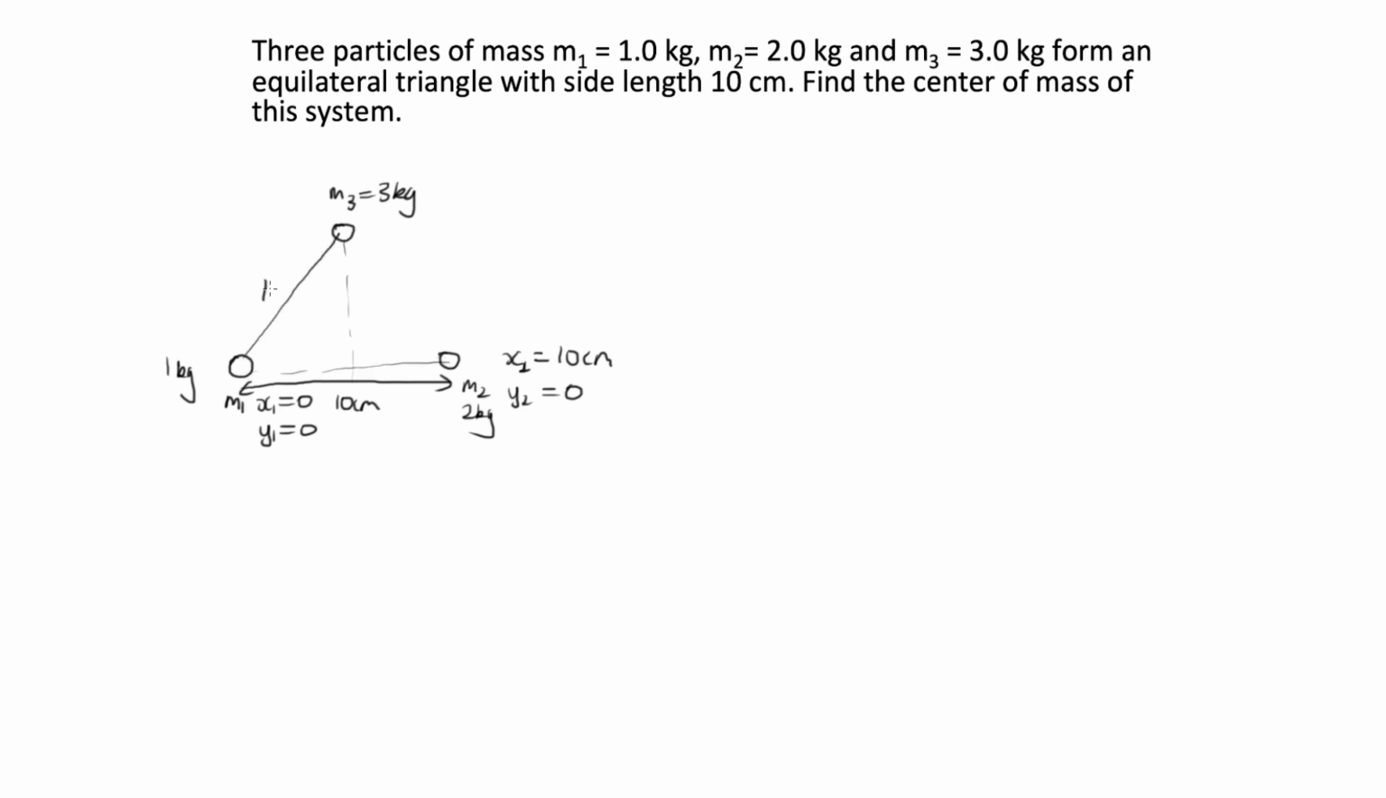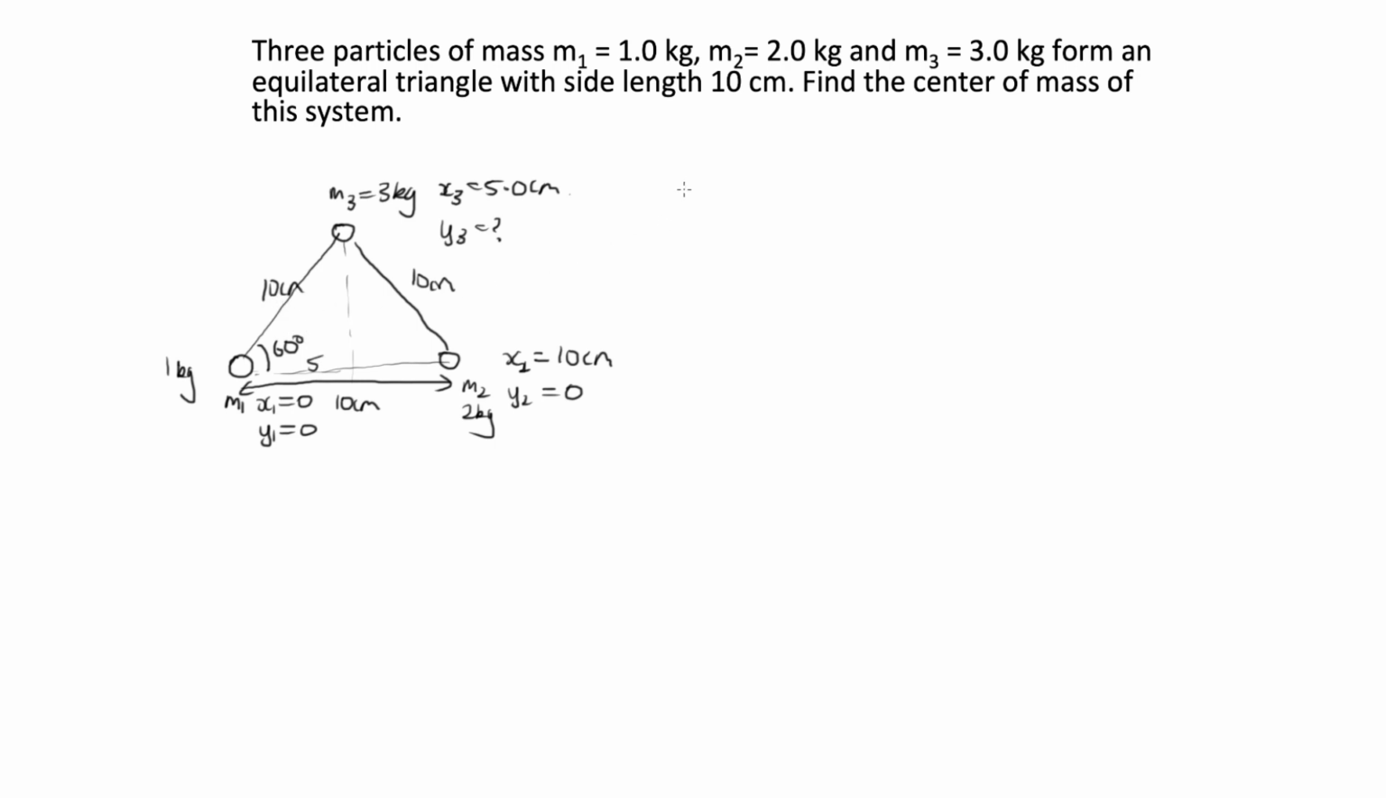We know this length here is 10 centimeters. This length here is 10 centimeters because it's an equilateral triangle, and we've got 60 degrees here because all the angles in an equilateral triangle are 60 degrees. So hopefully you can see that M3 has to be above the midpoint between M1 and M2. So that tells us that the x coordinate has to be 5 centimeters, and so we just need to calculate Y3.